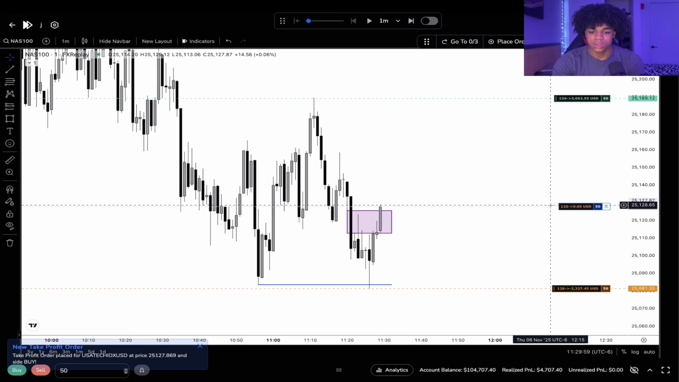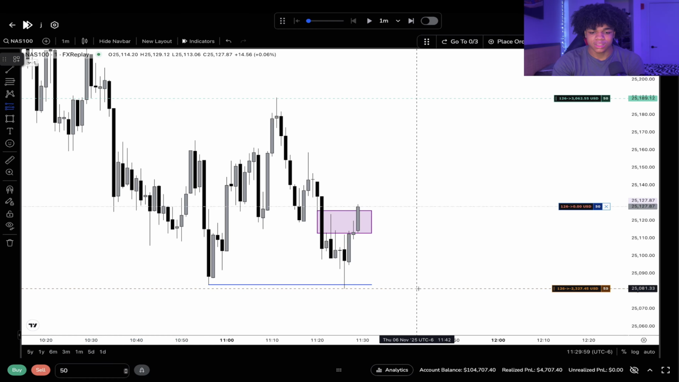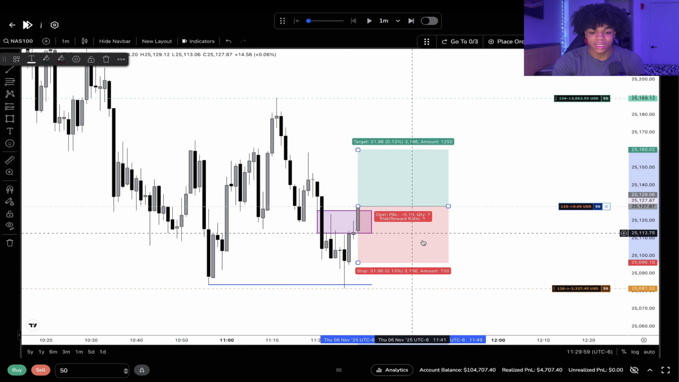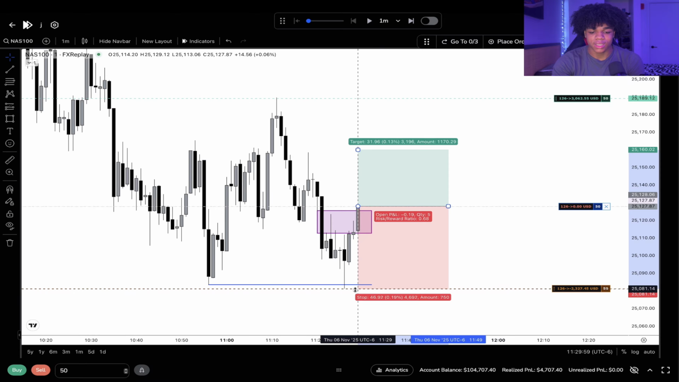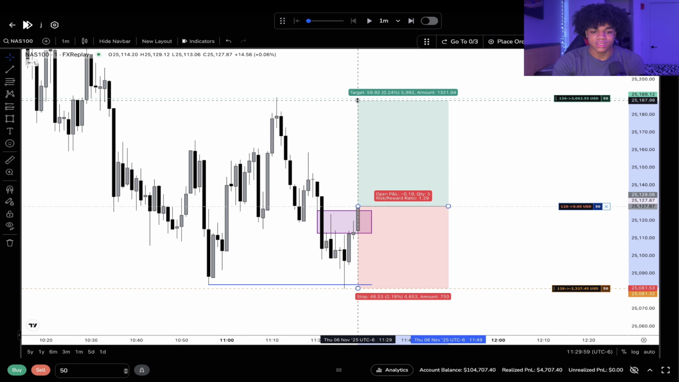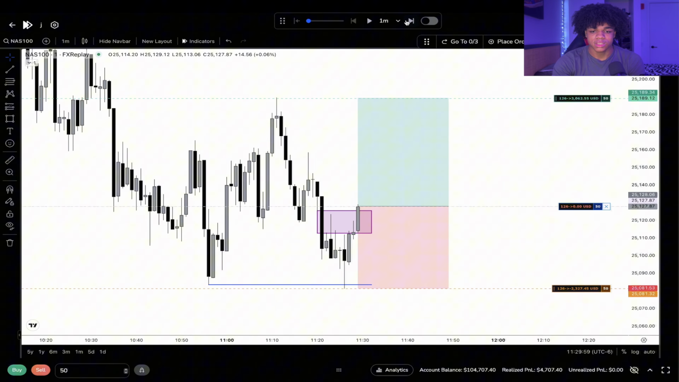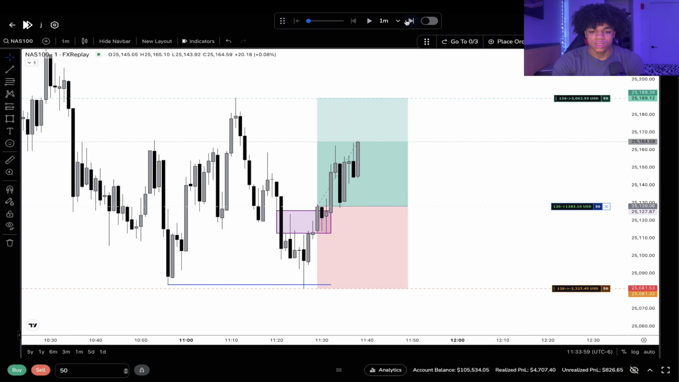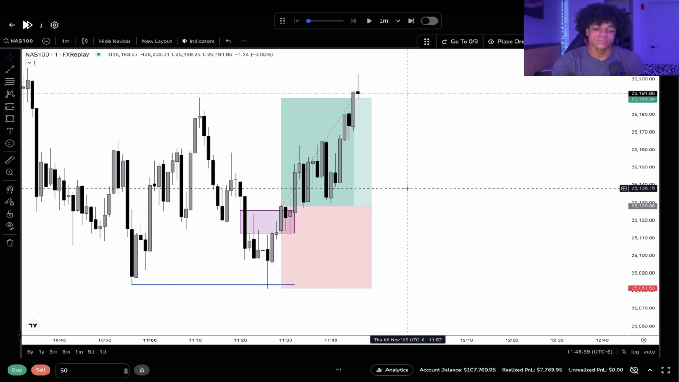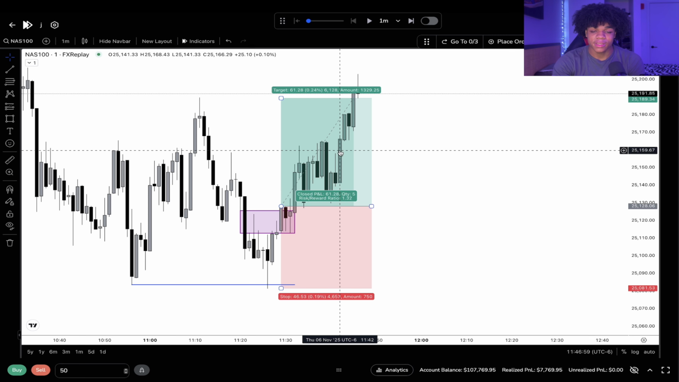Okay. So for this example, it looks like our risk reward is not as good as the last one, but I will show you guys if this plays out correctly. So let's see how this ends up going. And boom, we end up hitting TP.